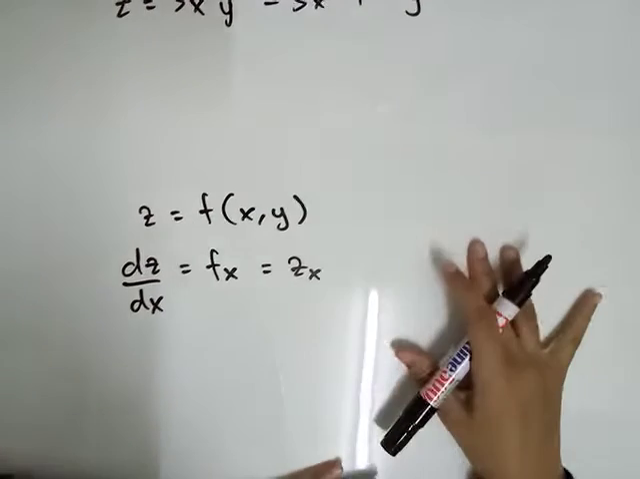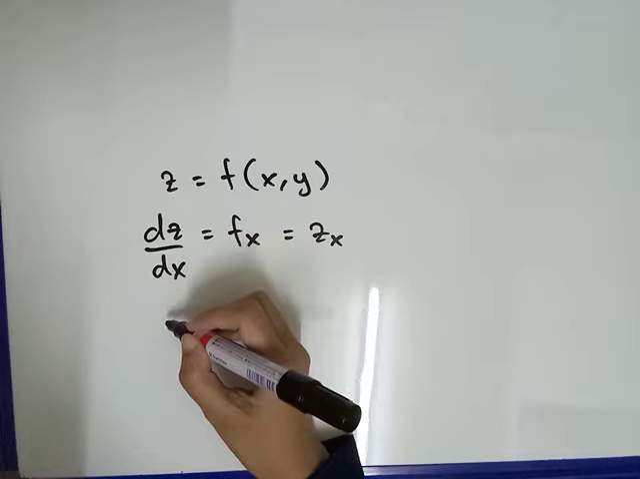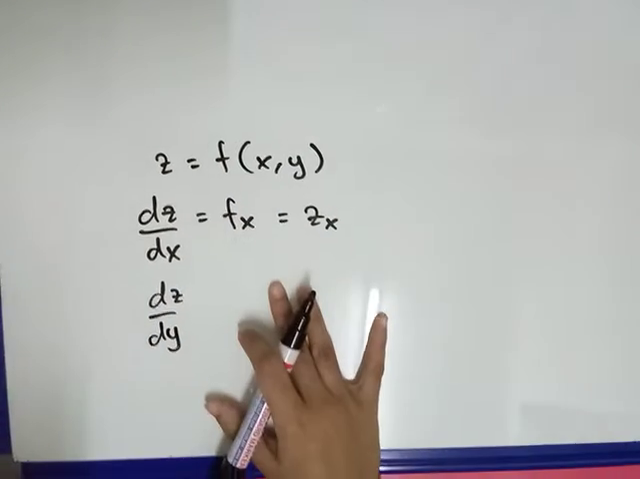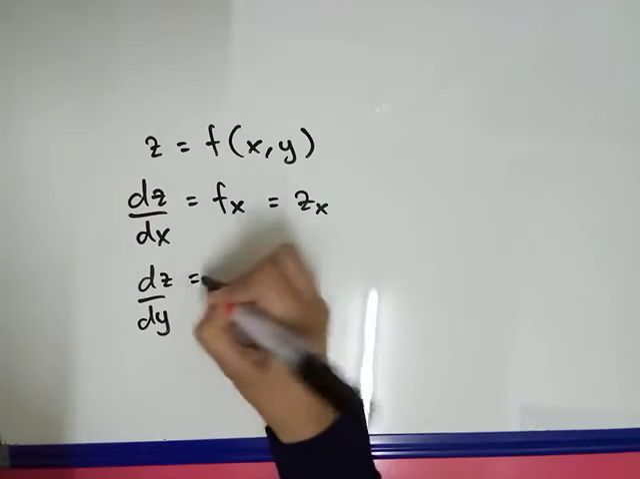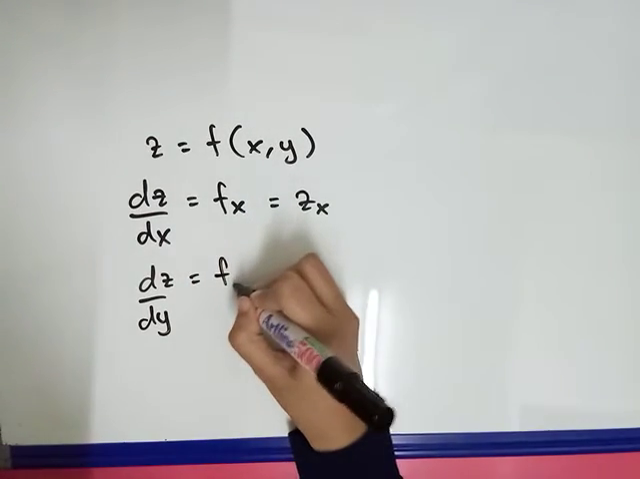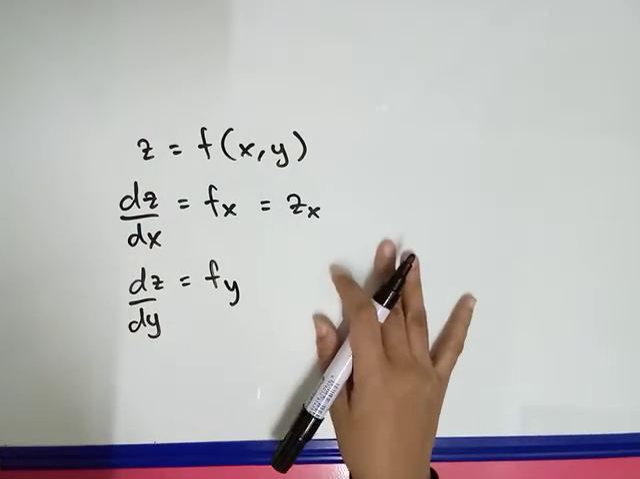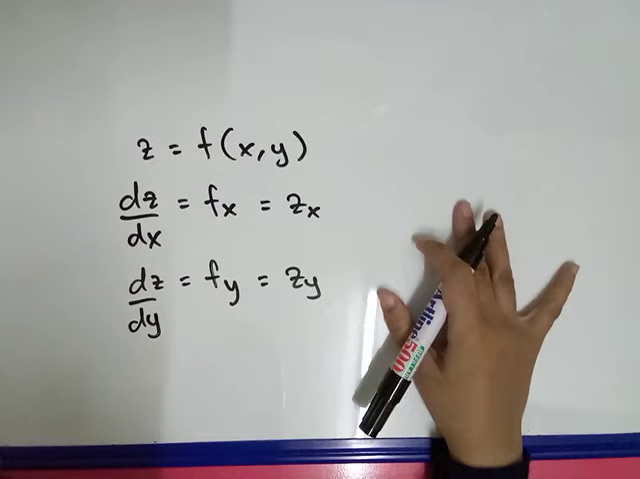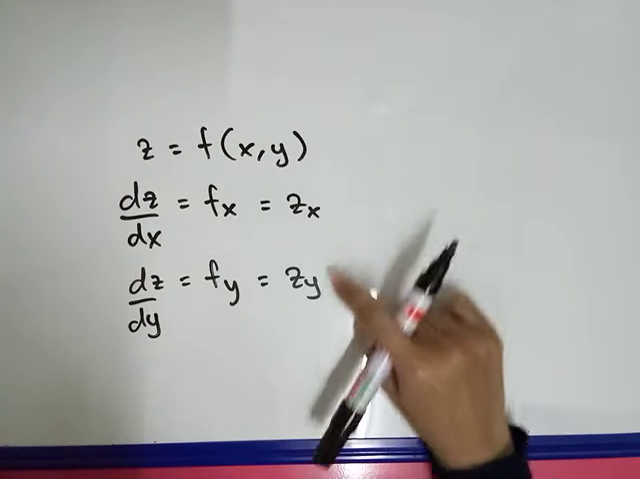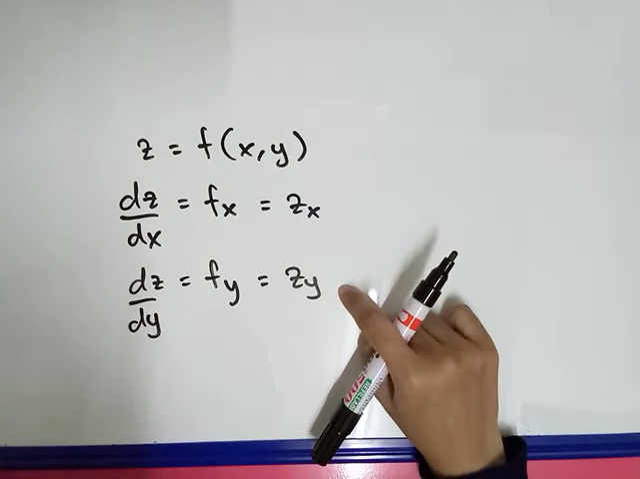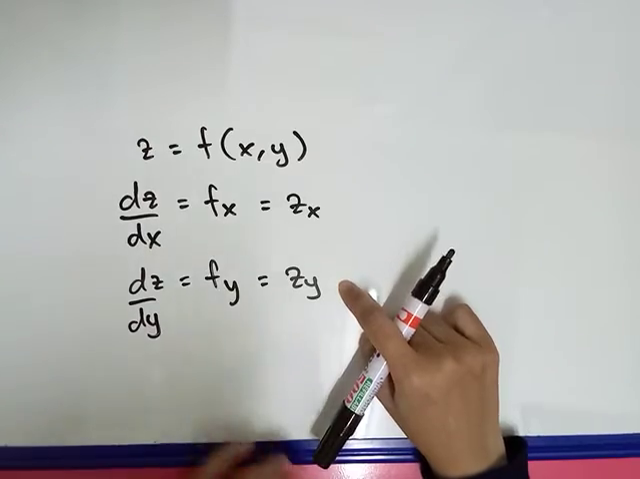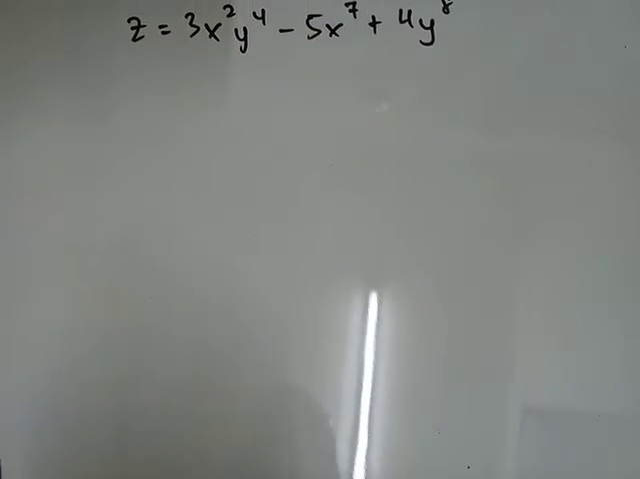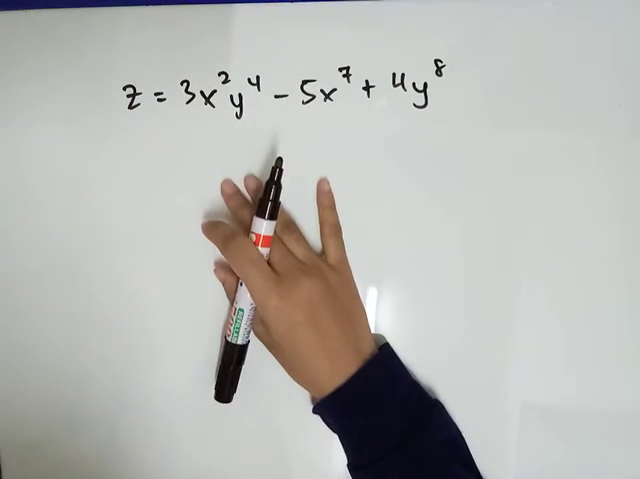So when we want to differentiate with respect to y, it will become dz/dy. It also equals the partial derivative with respect to y, fy. It is also equal to zy. This one is differentiate with respect to x, this one is differentiate with respect to y. Alright, do you understand? So, okay, back to this question.